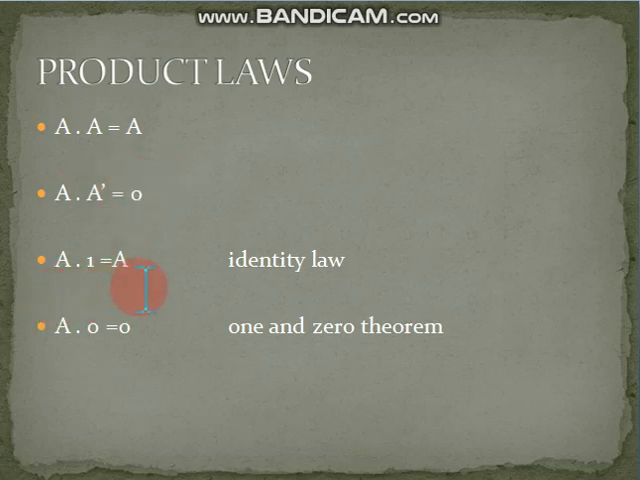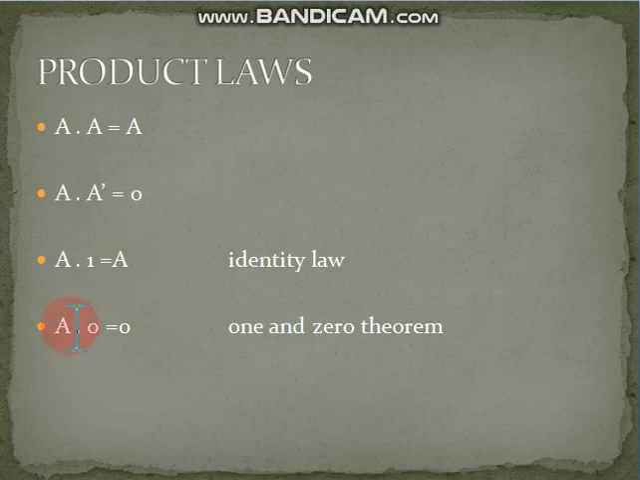And here the identity law: according to the identity law, A, when it's ANDed with 1, is equal to A. If we do normal multiplication, it's the same as A. A times 1 is just A. It will only come one time.